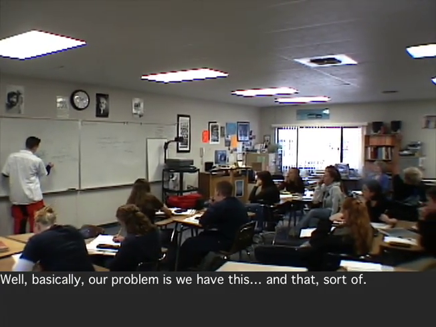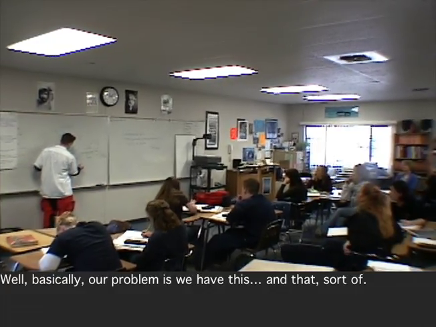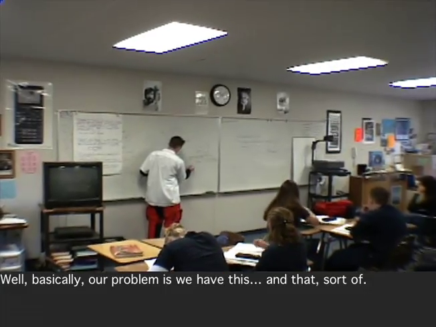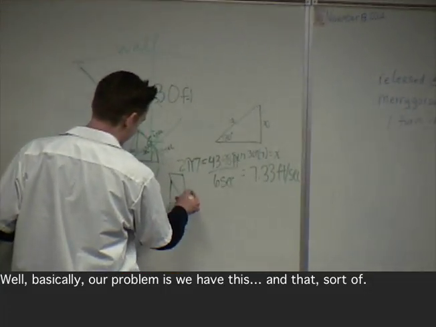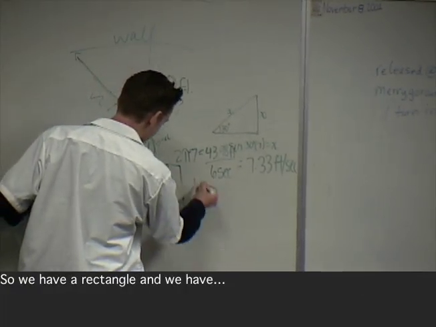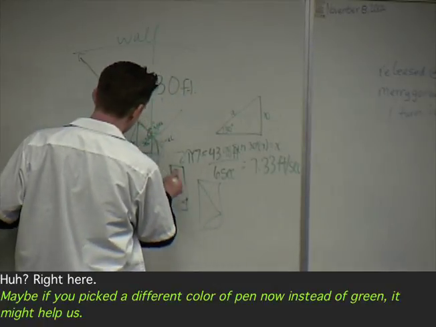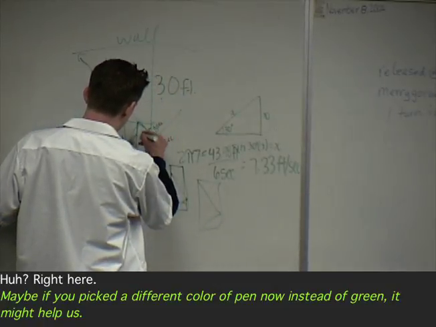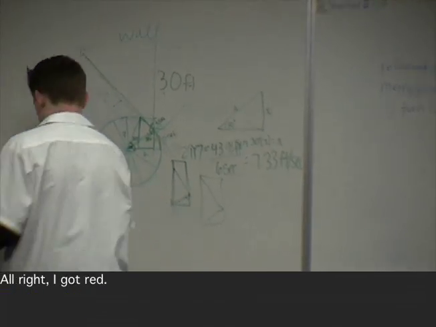Well, basically our problem is we have this. Okay, so we have a rectangle. Where's the rectangle? Maybe if you picked a different color of pen now instead of green, it might help us. Alright, I got red.